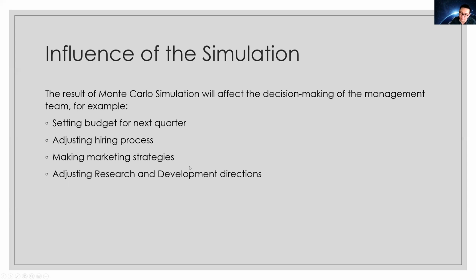It can also help the marketing team set marketing strategies based on the performance of the market. The R&D team, the research and development team, can also adjust their directions. For instance, if the product is no longer so popular, they can change direction to research new products and new fields.